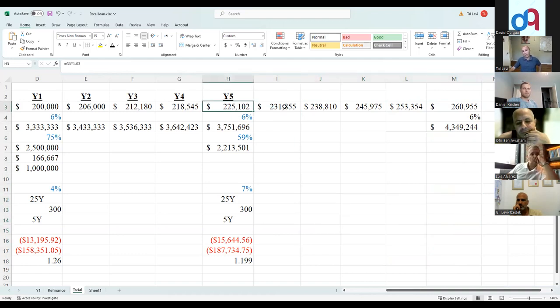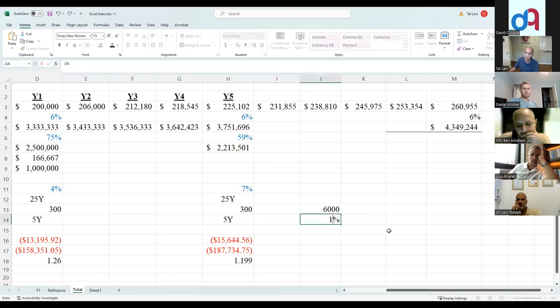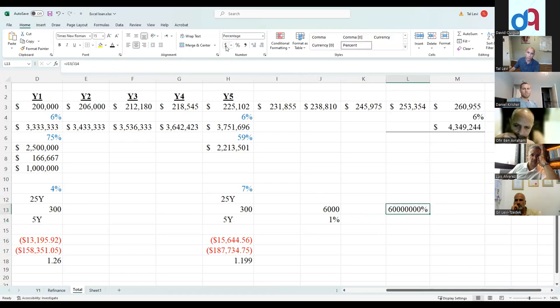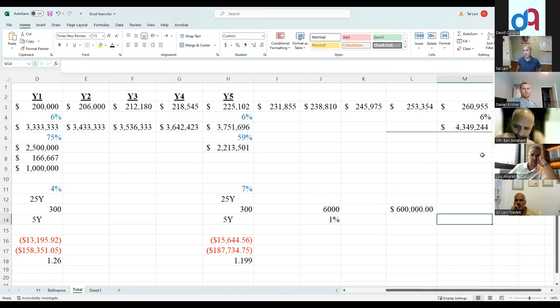Now, to understand how important this is, I'll explain. From this year to this year, how much NOI am I clearing here? $5,000, above $6,000. $6,000 in a 1% difference in NOI. $6,000 a year equals, in value of the building, $600,000.